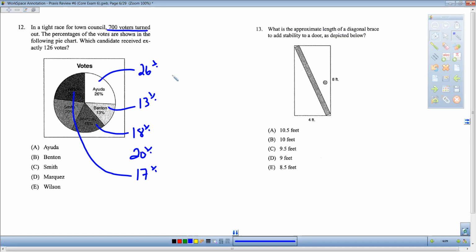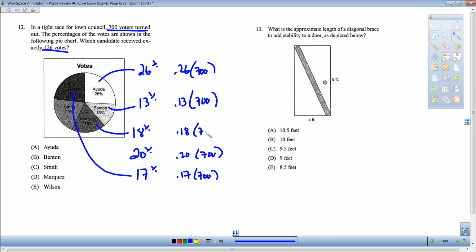So if you change all of these to decimals, and you multiply each of them by 700, what you're looking for is the first number that when you multiply by 700, you get 126. So you do the multiplication, and you'll see that Marquez, this one right here, when you multiply, you'll get the 126 votes.